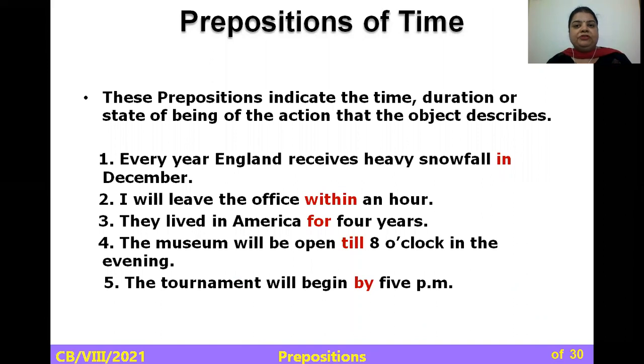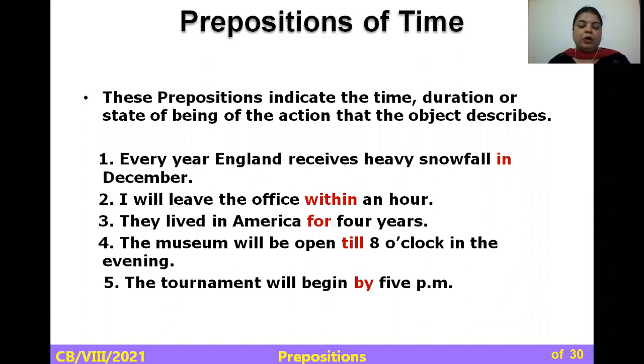Next comes prepositions of time. These prepositions indicate the time, duration, or state of being of the action that the object describes. For example, every year England receives heavy snowfall in December. I will leave the office within an hour. They lived in America for 4 years.